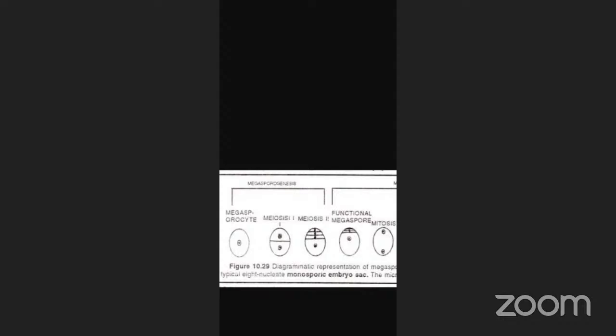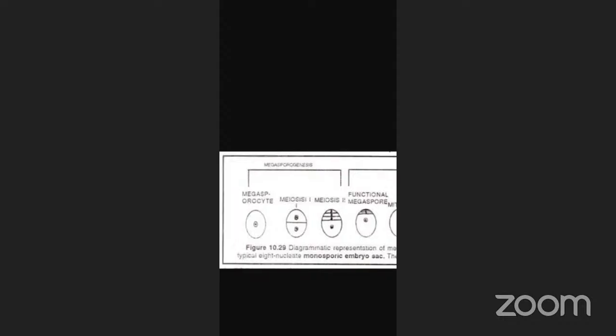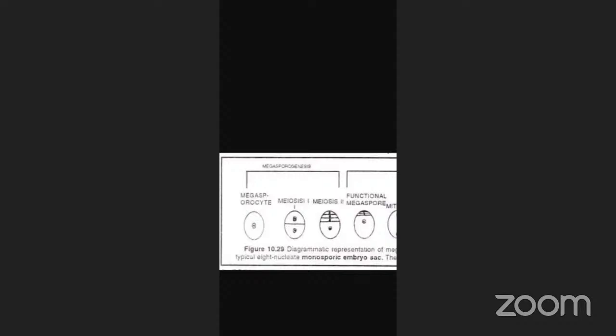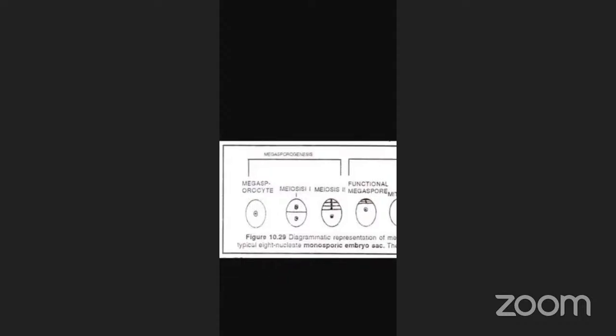So here, monosporic type. In the monosporic type, this type of embryo sac is genetically alike as the nuclei are divided by mitosis of a single nucleus. Again, the monosporic type is recognized into the Polygonum type and another one is the Oenothera type. So this is the Polygonum type.